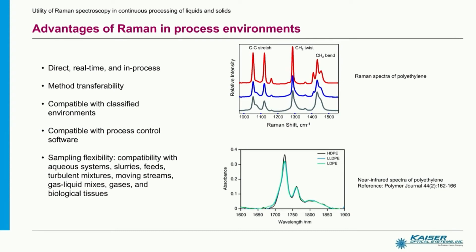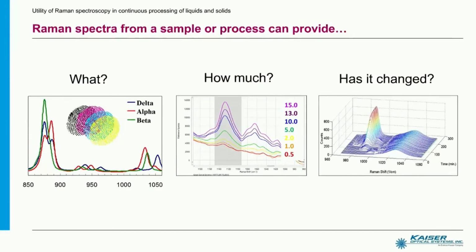As John had mentioned early in his talk, the Raman spectra from a sample or process can provide qualitative information, so it can specify what you're looking at. We see here an example of 3 different polymorphs. It can provide quantification. The center spectra here are showing quantification of glucose in a mixture. And really important in process monitoring and control is, has it changed? So looking at the Raman spectra over a time course, we see that over on the far side.